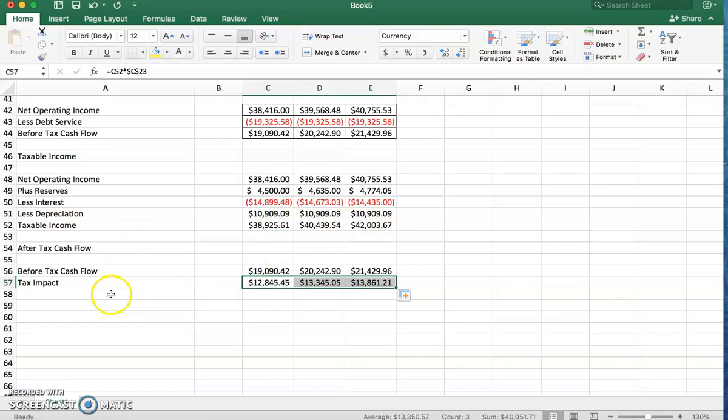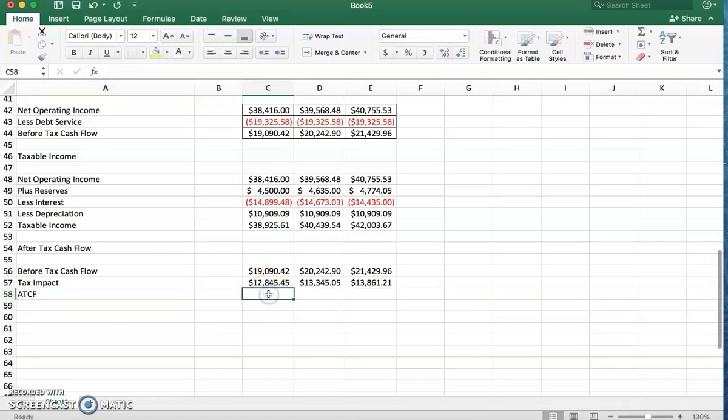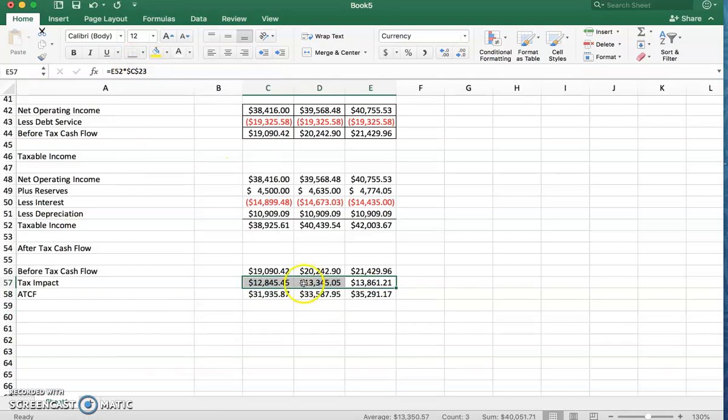All right, and then the last thing is just a sum of the two, but our after-tax cash flow, I'm just gonna put in the abbreviations there. It's just gonna be a sum of the two. All right, and then we can pull that across and make it look nice with a little bottom border here. Perfect. All right, so that's the after-tax cash flow.